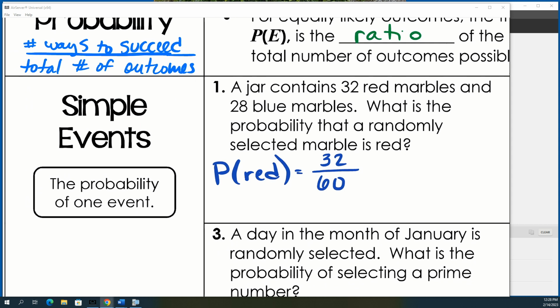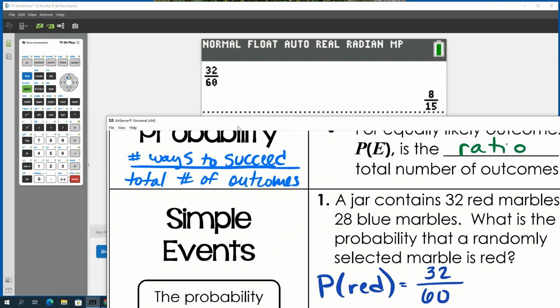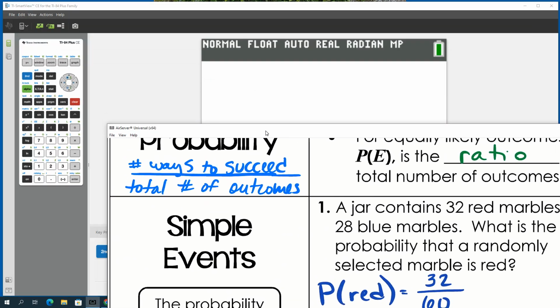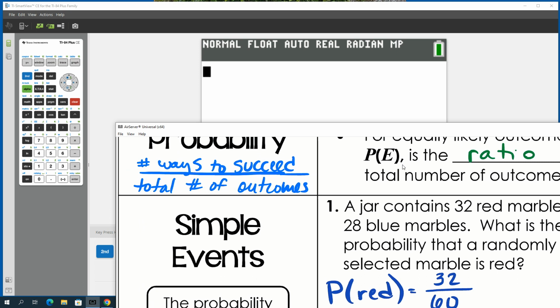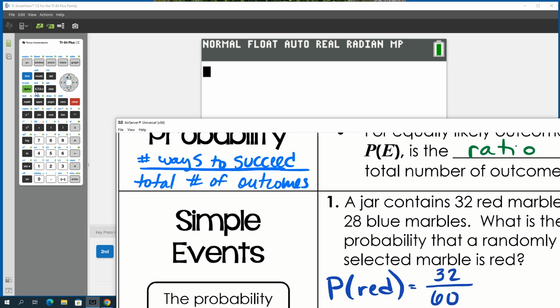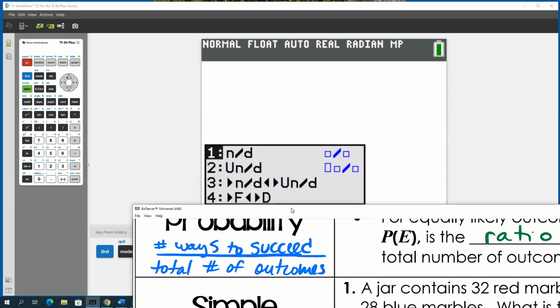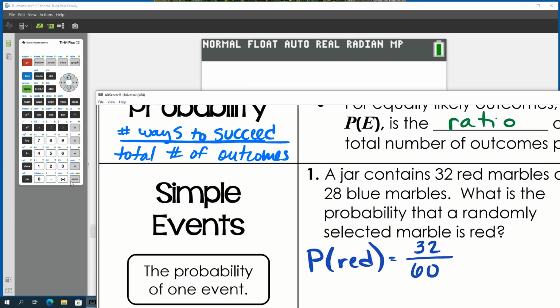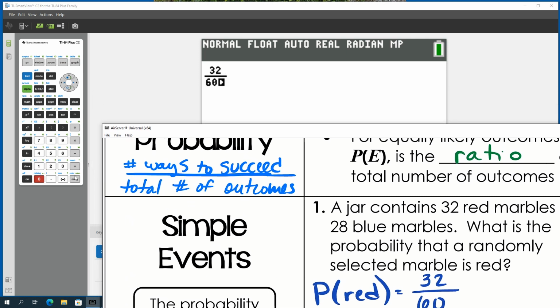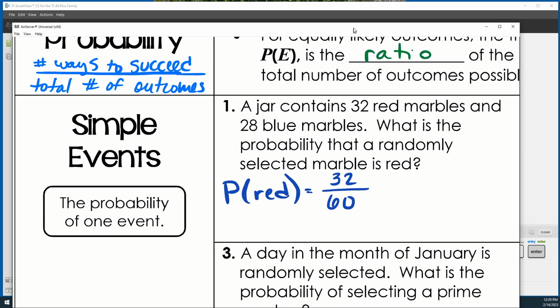All right. Now, it's up to you. If you want to reduce that just in your head, you can. Or you can type it in the calculator. So if you want to type it in the calculator, you're going to do alpha y equals, and then choose number 1 to get that little fraction guy. And then you can just put 32 over 60. And your calculator is super smart. It can just reduce it straight for you to 8/15.